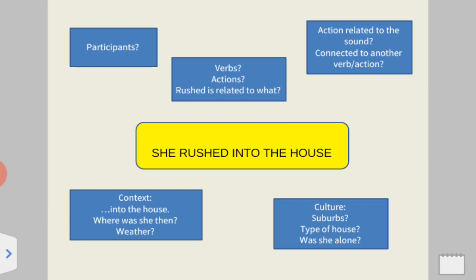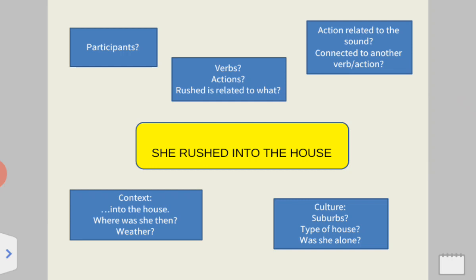The action rushed is related to the sound. She rushed because she heard the ice cream man coming, not because she thought of a different thing, but the music, the chime in the beginning, connected her, how can I say this? Her desire for having an ice cream, and the sound and the possibility that she had in that moment to buy the ice cream.